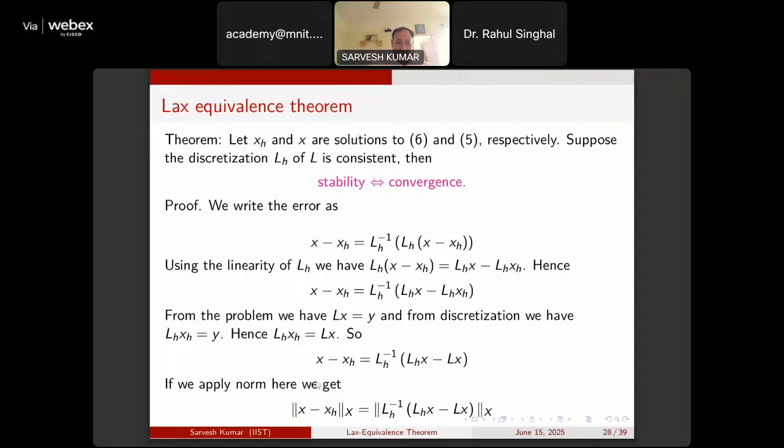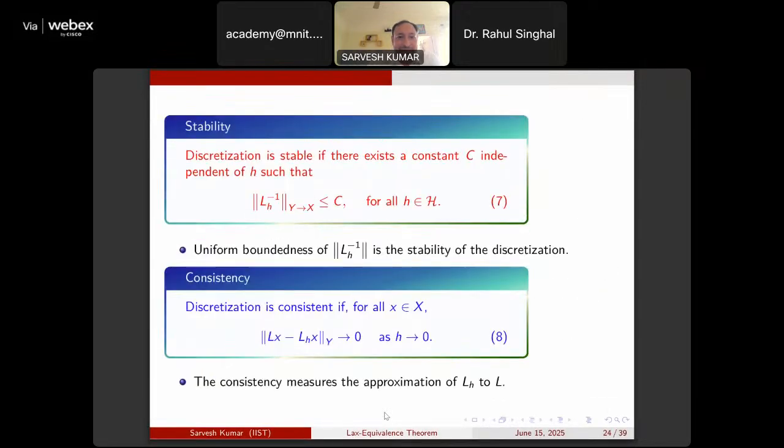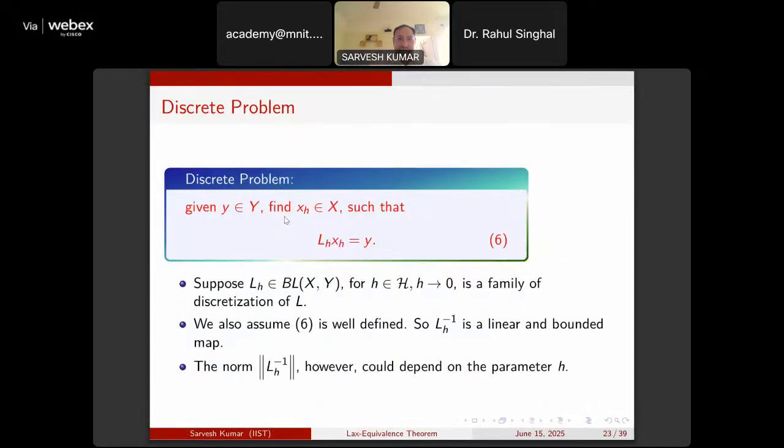Now you apply the norm on both sides in X. It is straightforward to see that if I have the stability, that means L_h inverse is bounded. Let us recall the definition of stability, right? L_h inverse is bounded, or it is the same as saying that my x_h, the numerical solution, is bounded.